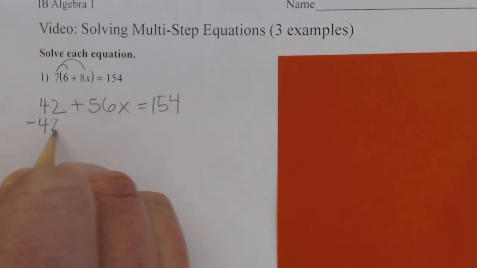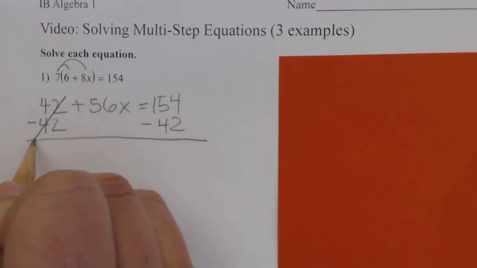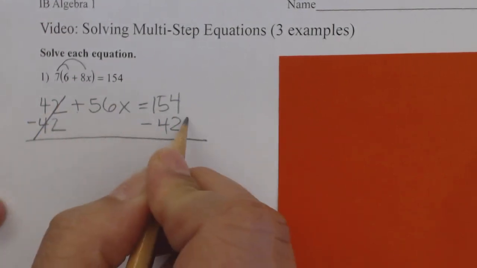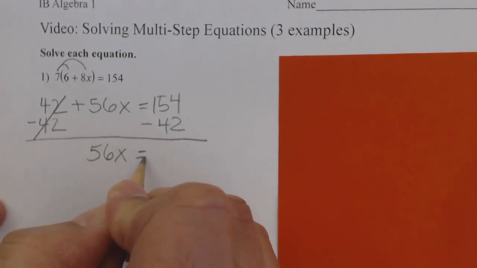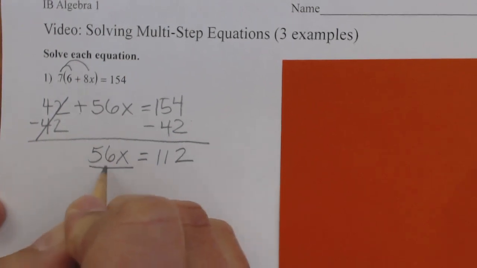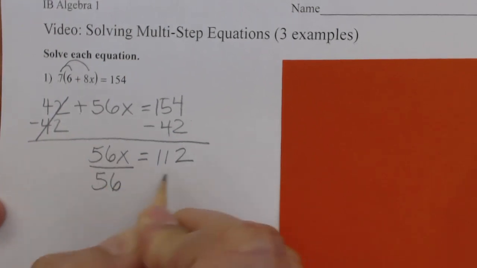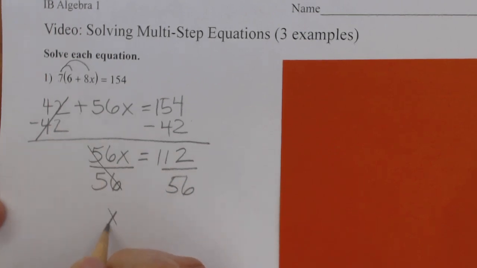Our second step is going to be undoing the 42. It is plus, so we are going to subtract. Cancel it out to bring it over to the other side of the equal sign. 56x equals 112. Now we're going to undo the 56 since it's linked by multiplication. Divide both sides by 56. X comes out to be 2.